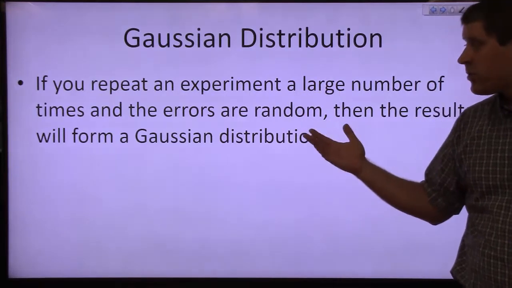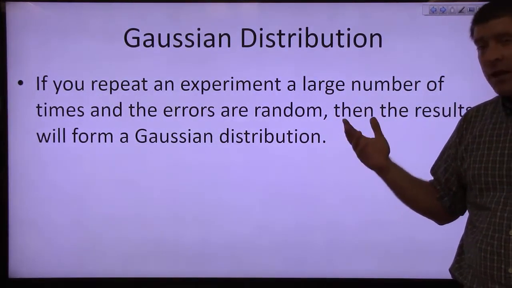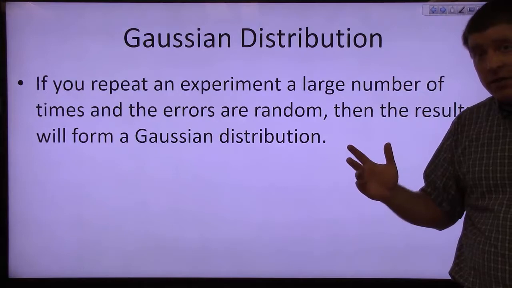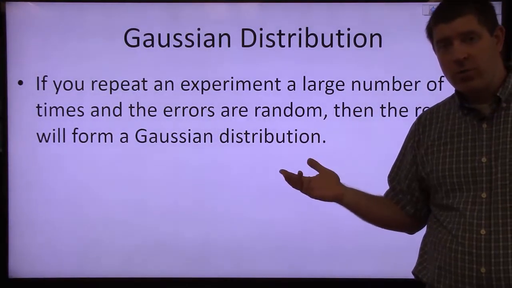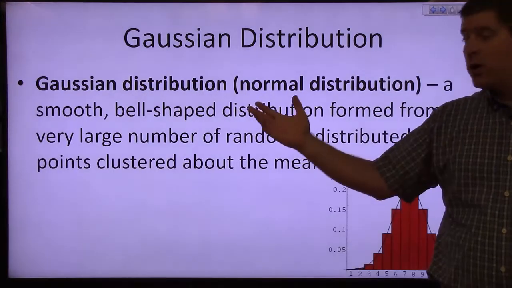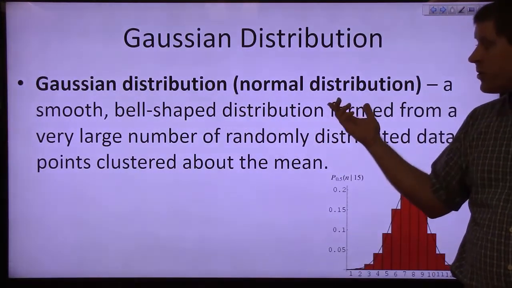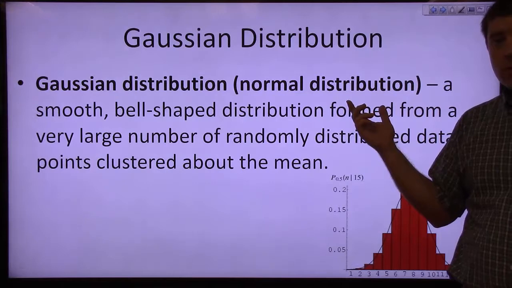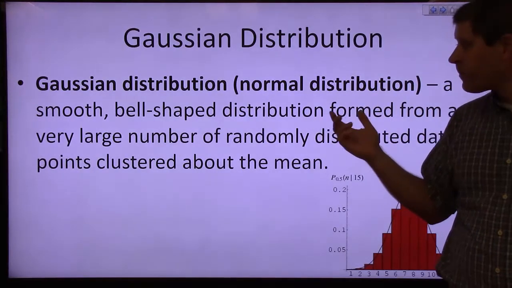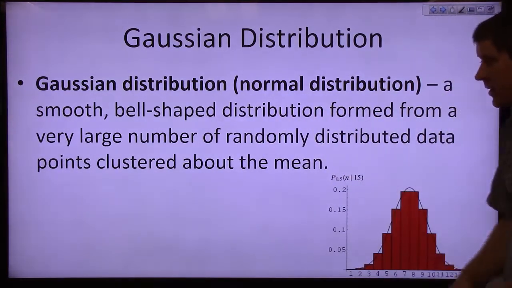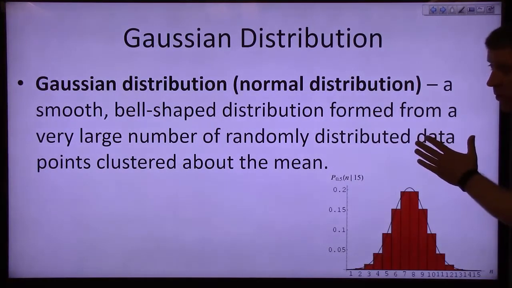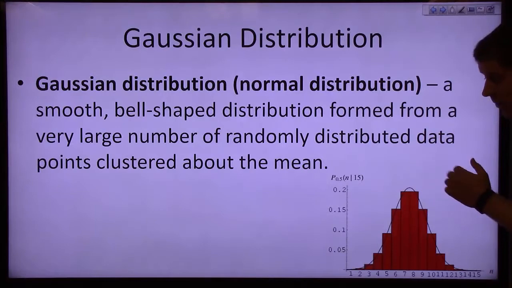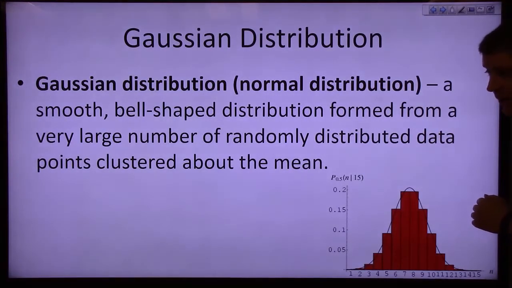So first let's talk about Gaussian distributions. If you repeat an experiment a large number of times and the errors are random, we don't have any systematic errors, then the results will form what we call a Gaussian distribution, a bell curve. A Gaussian distribution is also sometimes called a normal distribution, or a bell curve. This is a smooth bell-shaped distribution that we can see down here that's formed from a very large number of randomly distributed data points clustered about the mean.